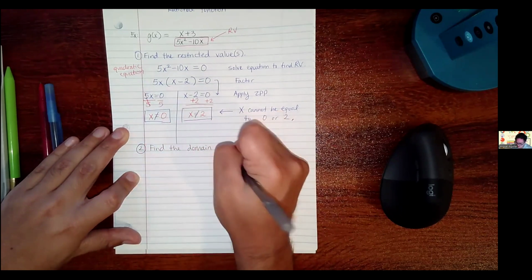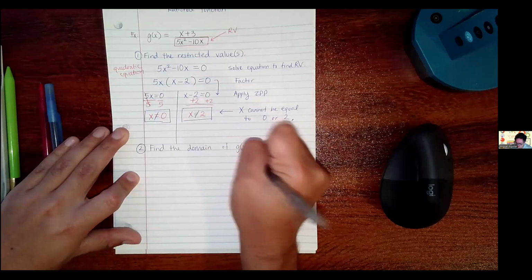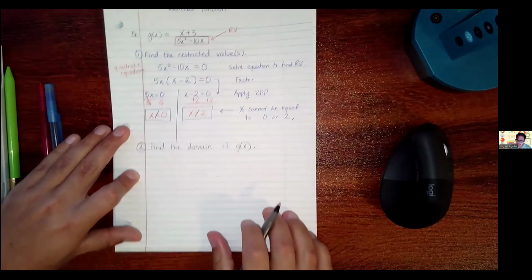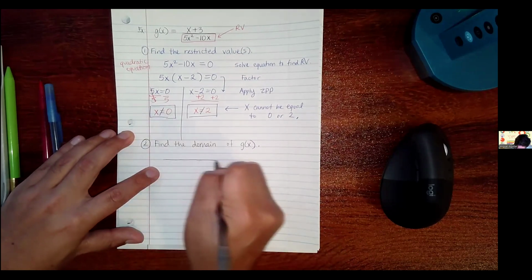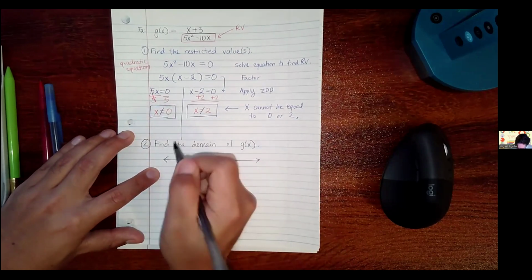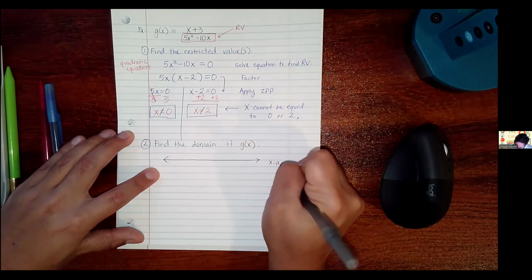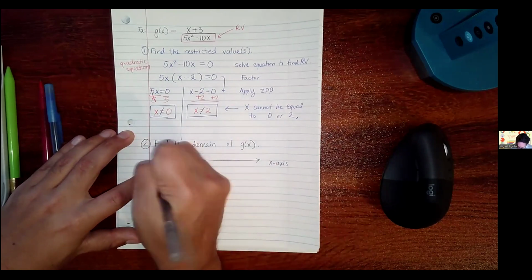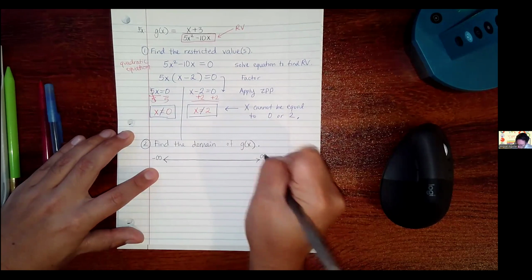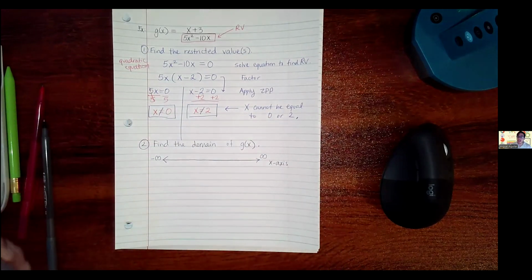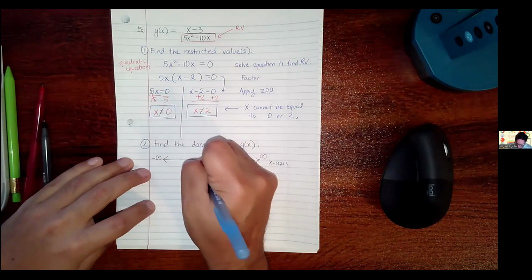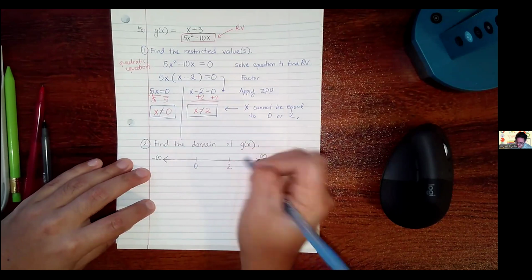of the function, and we called it g of x here. And so to do that, I always recommend drawing the number line. So this is our x-axis, just like we did in the previous example. It goes from negative infinity to positive infinity. And then we want to say we're going to cut out our restricted values. So we have 0 here and 2 here.